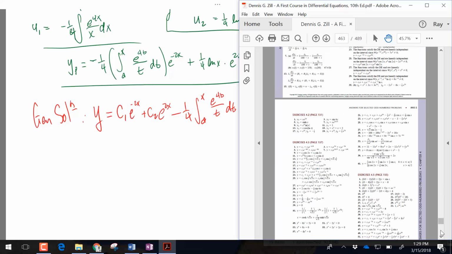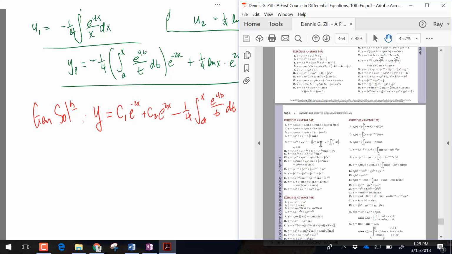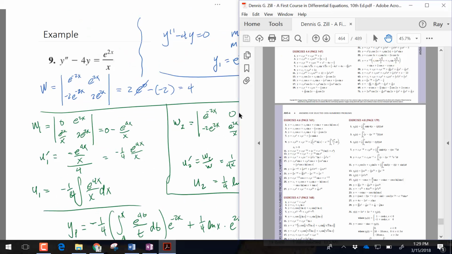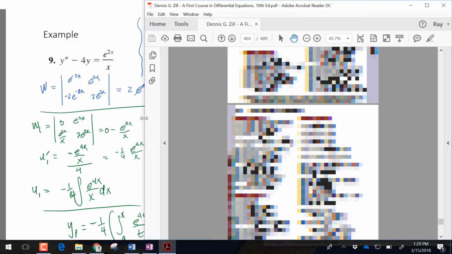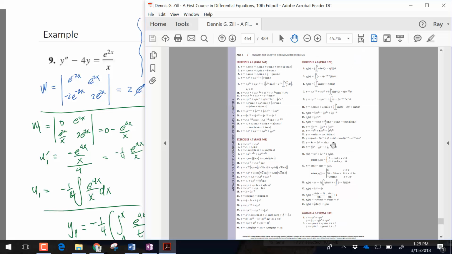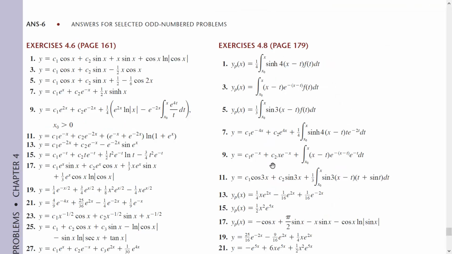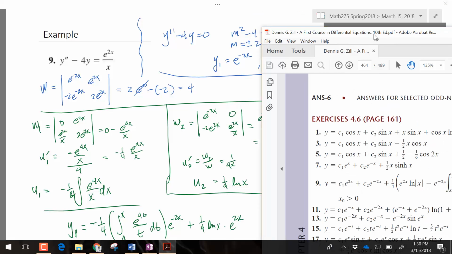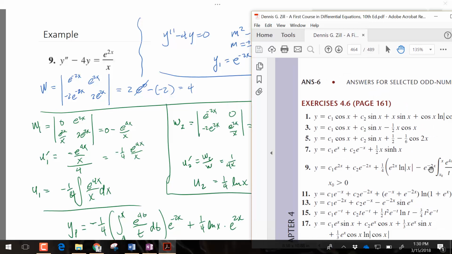What section are we on? 4.6. We skipped the section, so I think it's 4.6, and this was number 9. There's a 1/4. Was there a 1/4 in front of both of them? Yeah. There's a 1/4, 1/4, and the integral one was negative. Oh yeah, we got it right.